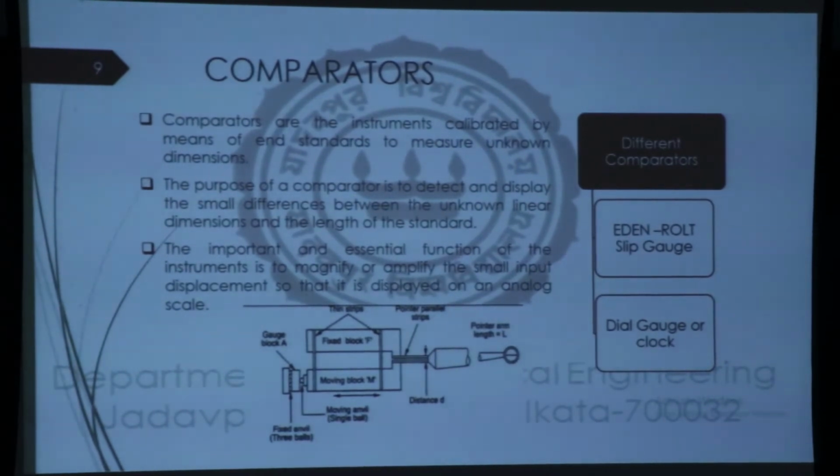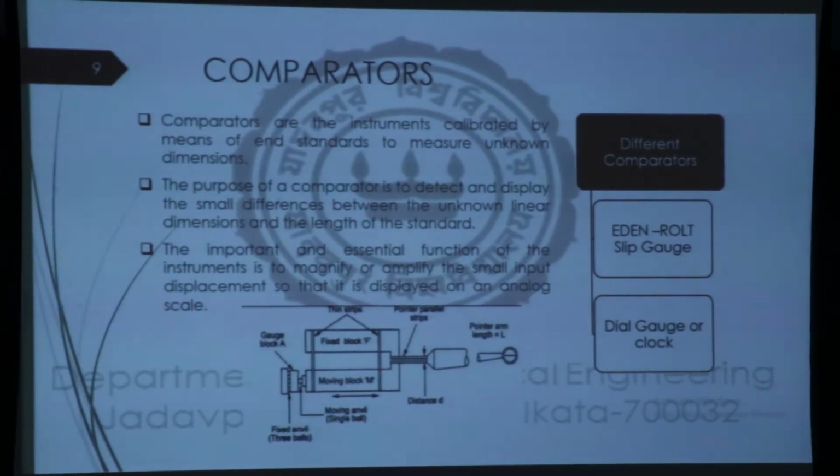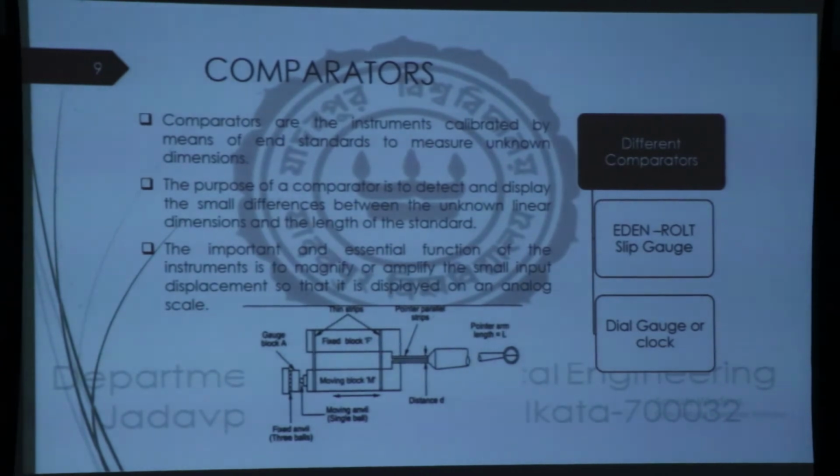So, a gauge just helps you decide whether to accept or reject. A comparator helps compare the machined job with a standard dimension, but since this difference is very small, it has to be magnified. If you magnify by mechanical means, it is called a mechanical comparator. If by electrical means, an electrical comparator. If by pneumatic means, a pneumatic comparator.